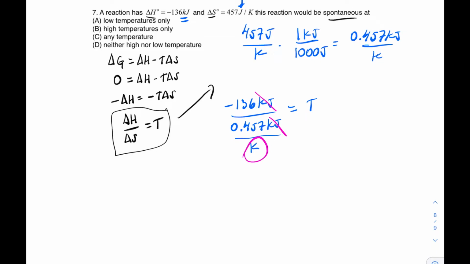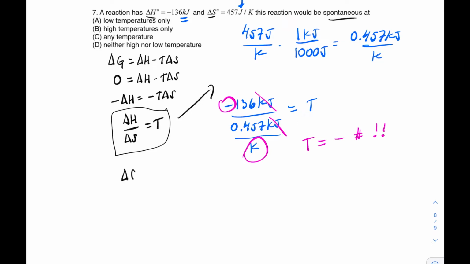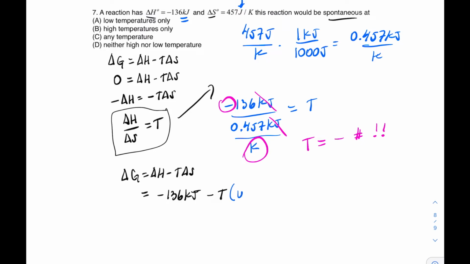Let's not even do this on a calculator, because temperature is going to be a negative number. And we know that there is no such thing as a negative temperature. So we have to go back to the Gibbs formula and think about this. Delta H is negative 136 kilojoules, okay? And the temperature we're not sure of yet is multiplied by the delta S, and we'll use the kilojoules number here, okay?